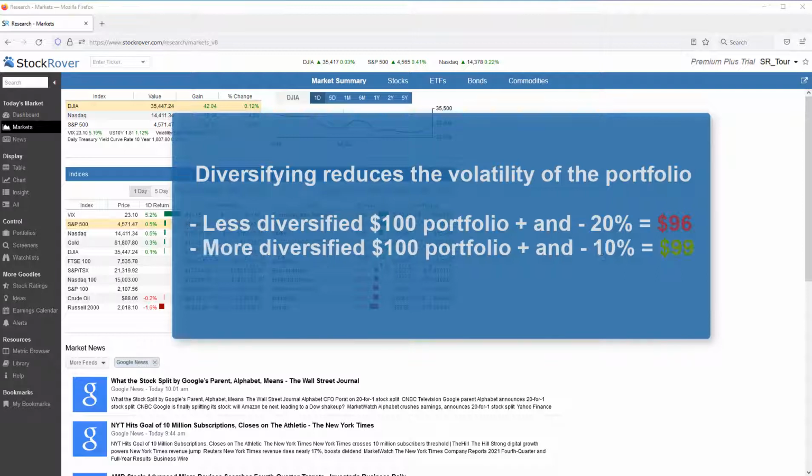However, if we can reduce the portfolio volatility so that in the same market period, the portfolio goes up 10% and then down 10%, it'll be worth $99. That improvement in return is our free lunch for diversification.